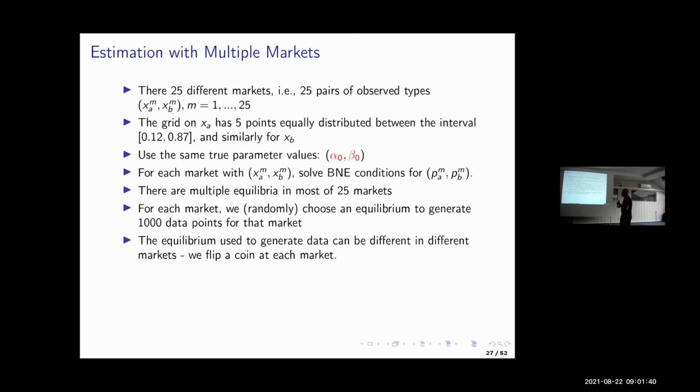Okay, so we're going to move on here with the case with multiple markets. Now there's going to be heterogeneity in these values X that determines which equilibrium, or the type of the two firms. We have 25 different types of firms or different markets, and we're just going to let XA and XB vary to see how these choice probabilities change across the different firms.